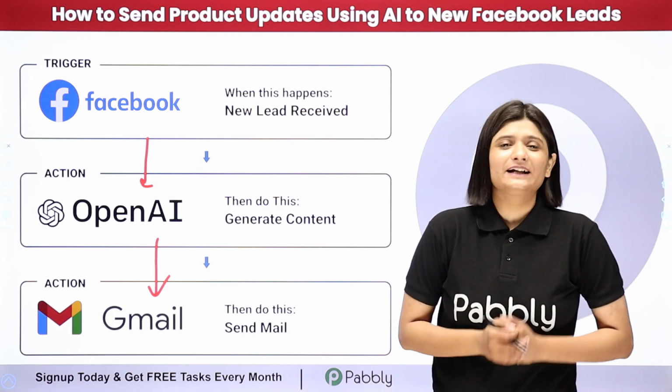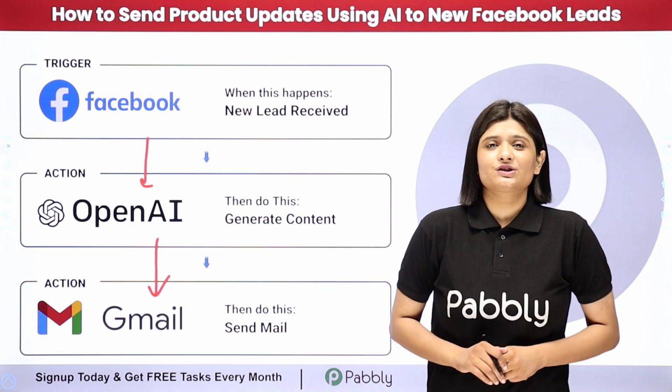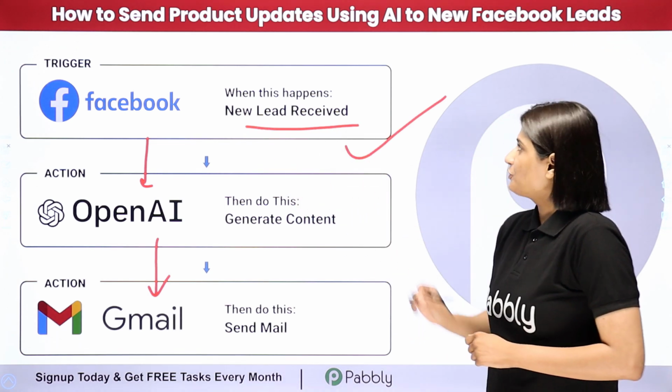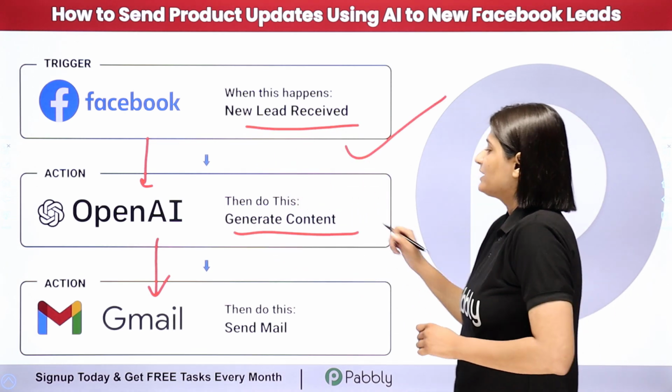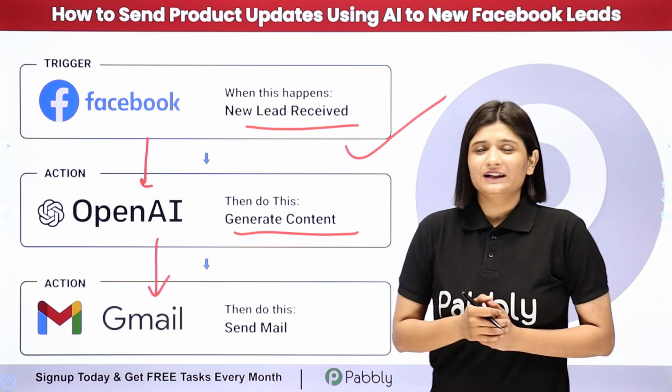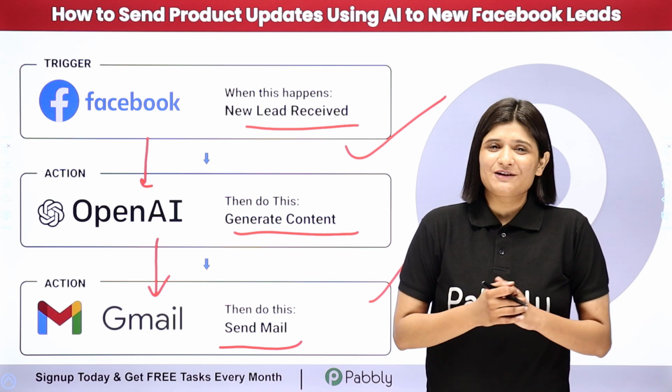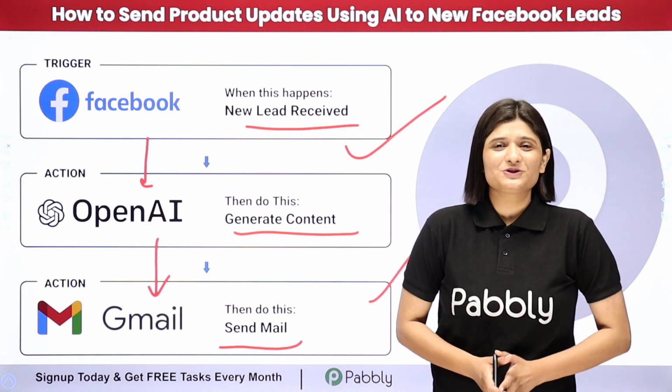With the help of Pabbly Connect, I'm going to build this connection in such a way that whenever I receive a new lead, automatically the content or the product update will be generated with the help of OpenAI and it will be sent with the help of Gmail. Now, if you want to learn the step-by-step process, then let me take you all to my screen.